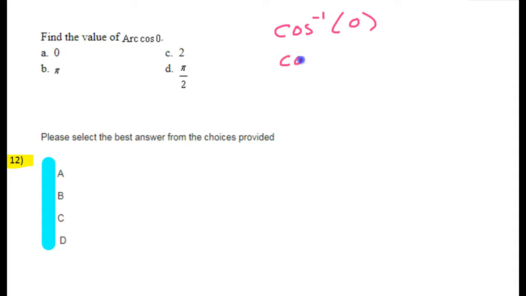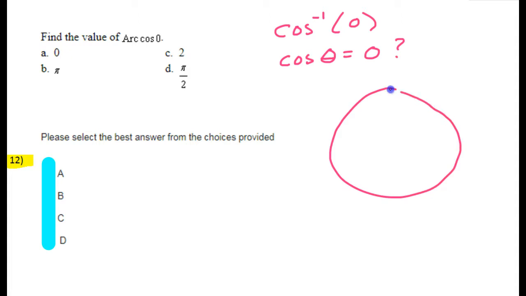So you should basically be asking yourself this question. The cosine of what angle is equal to 0? Okay, now here's a unit circle with some quadrantal angles shown. So I'll give you a hint. It's going to be one of these 4 angles.